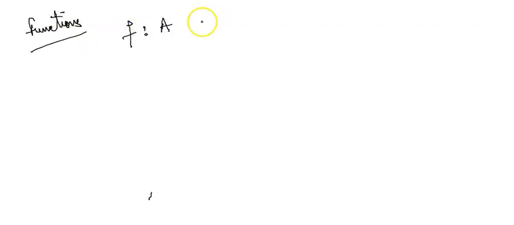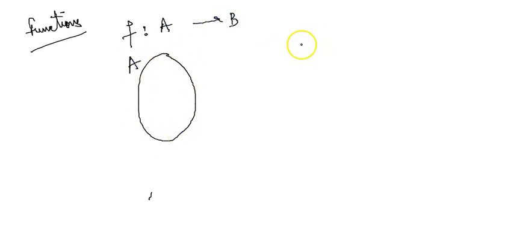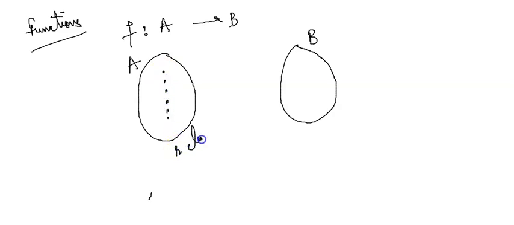Okay, let's start with today's session. Basically, first of all, let us discuss the total number of functions that can be drawn from set A to set B. Suppose there is a set A. This is set A and this is set B. Set A contains say r elements, and set B contains n elements.